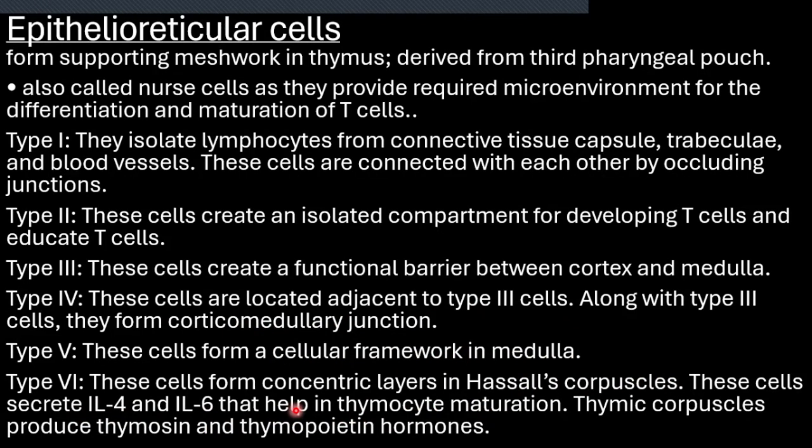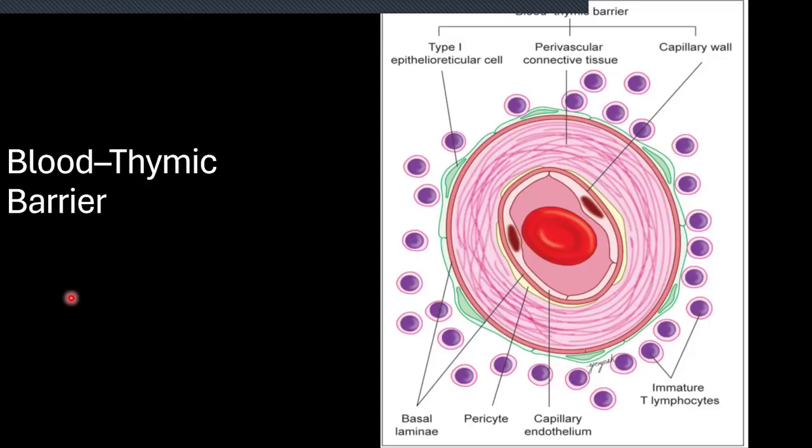So, type 1, please remember, formation of the blood thymus barrier. Type 6, the Hassall's corpuscles. Type 3 and 4, formation of the functional corticomedullary barrier, that functional barrier between the cortex and the medulla. Let's discuss this blood thymic barrier, and maybe later on we will see the function of this barrier. Now, you have a capillary in the cortex of the thymus. That capillary is separated from the thymic cortex by a barrier.